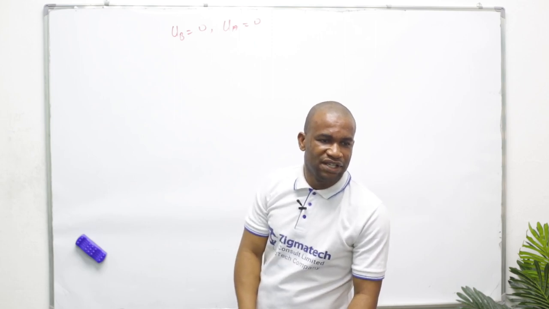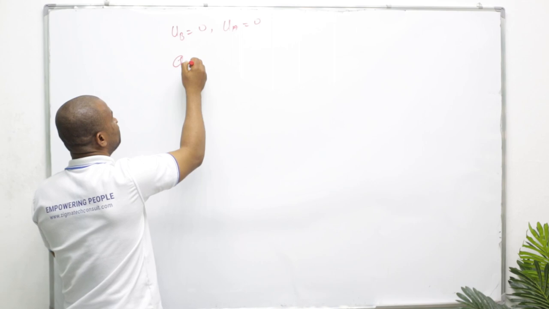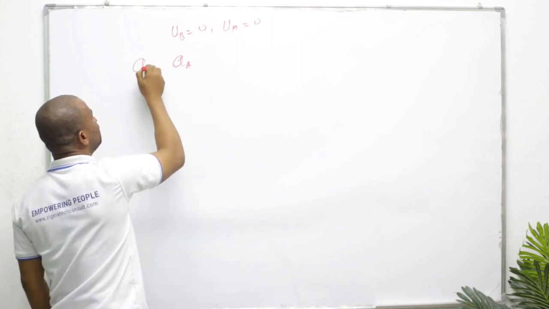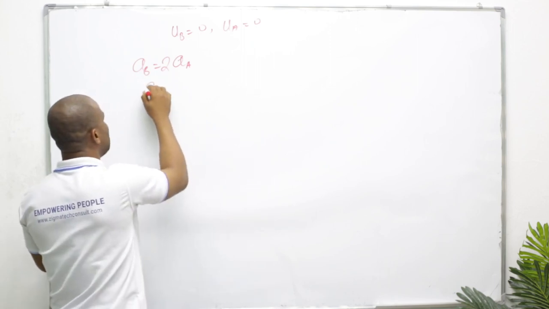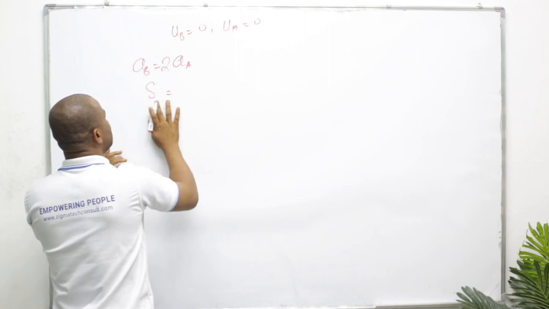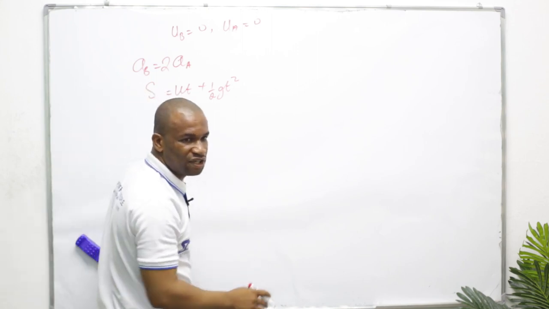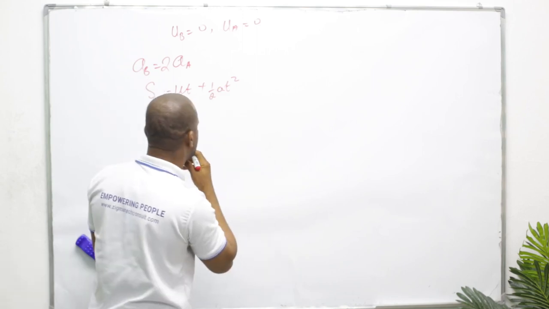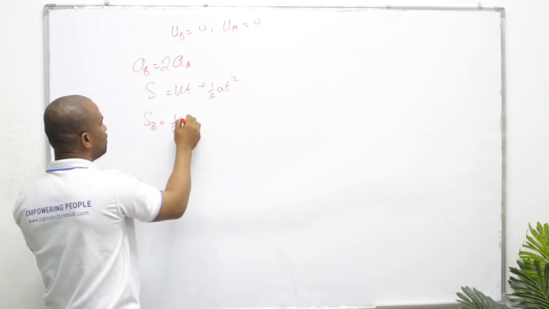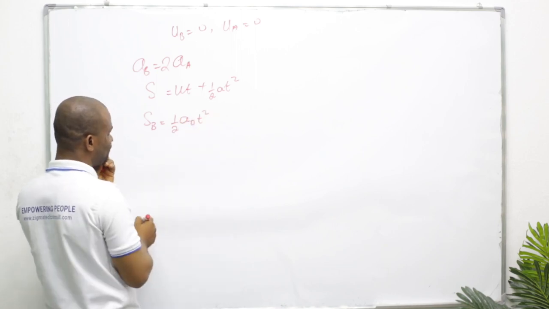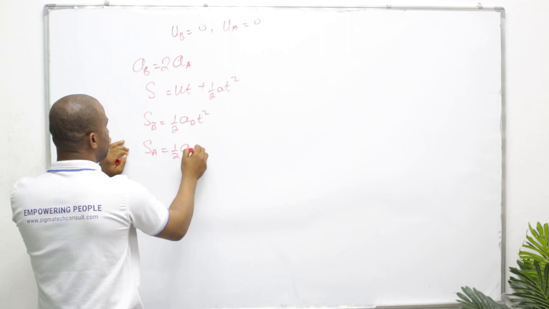And B accelerates twice as much as A. Acceleration of B is equal to 2 times acceleration of A. Now, I'm going to use S for B, the distance. This is the formula, which is ut plus half gt squared. It should be a, since we are looking for acceleration. So the distance for B, everything else being zero, is half a_B t squared. Then also we have S_A, the distance for A, is half a t squared.